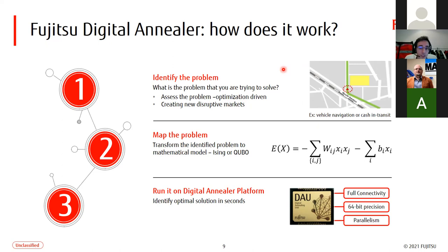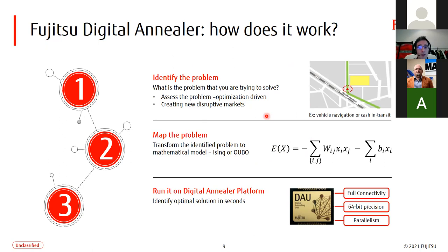So this is the thing that we need to do in this first part, okay? After that, what we need to do is to map the problem. So getting that objective function and getting those constraints of the problem and trying to get it into a QUBO model. Okay, the QUBO model is a quadratic unconstrained binary optimization model that works like this one. This is like the Ising model.